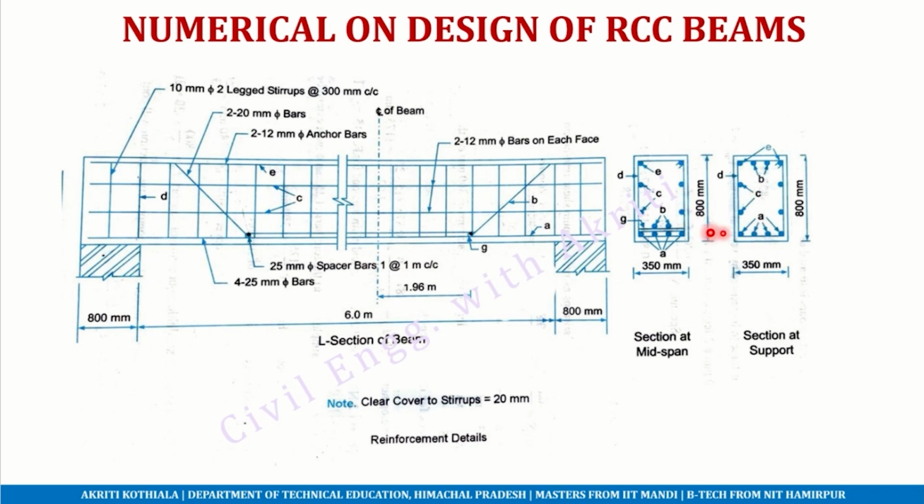These are the two cross sections. At the center of the beam you can see all the 6 bars, and this is the cross section at the face of the support where we can see just the 4 25 mm diameter bars, and here you can see the bent up bars which have been transported to the upper end. So these are those bent up bars which are represented here.